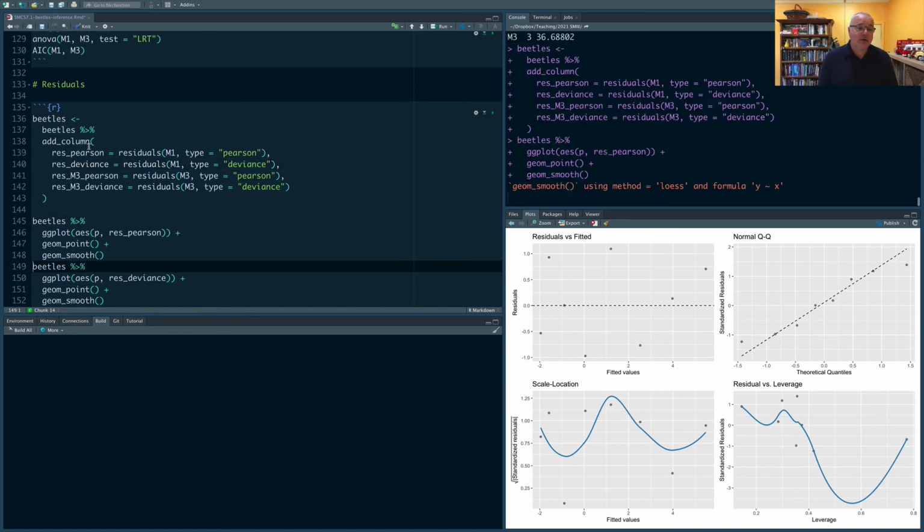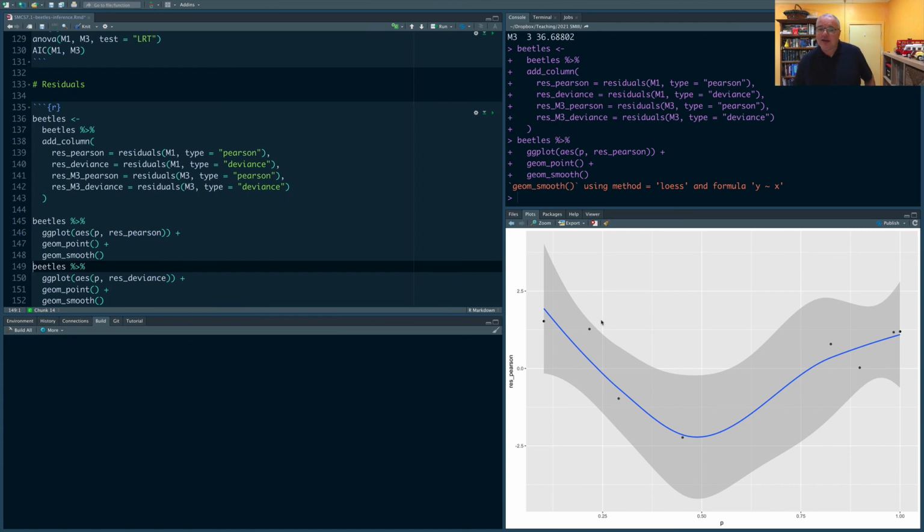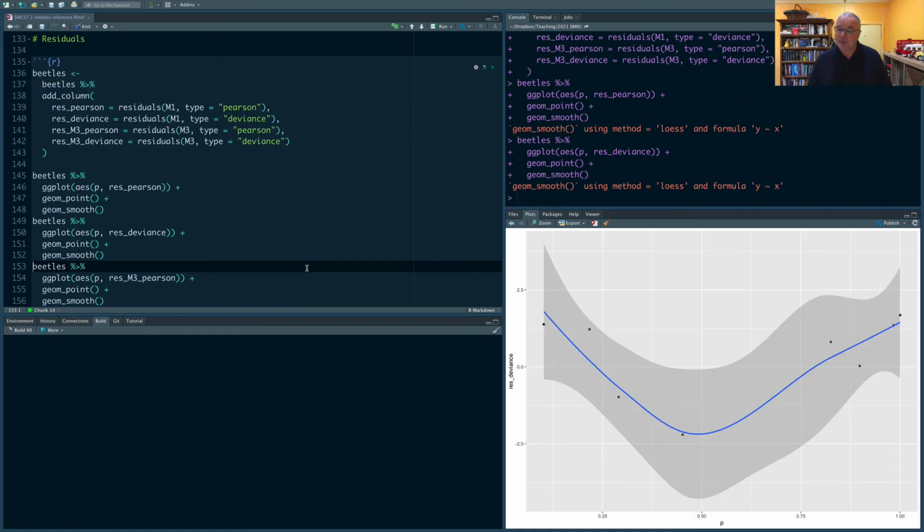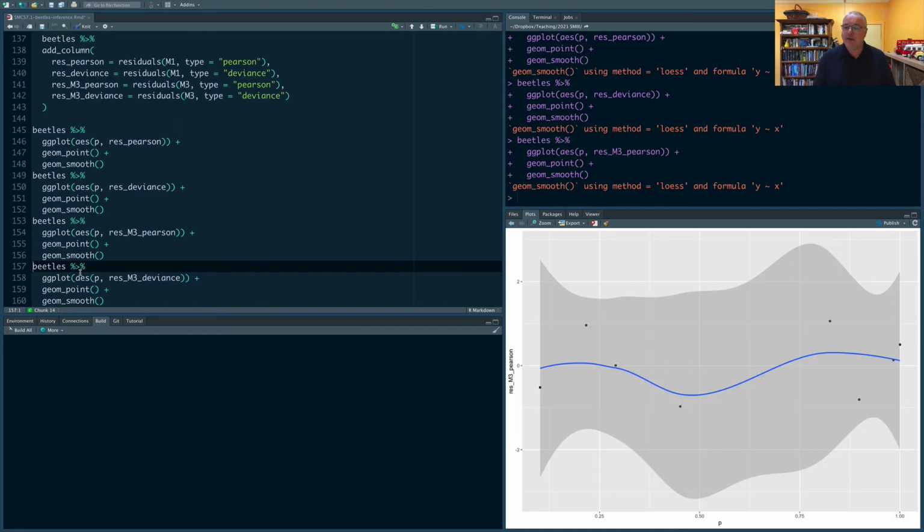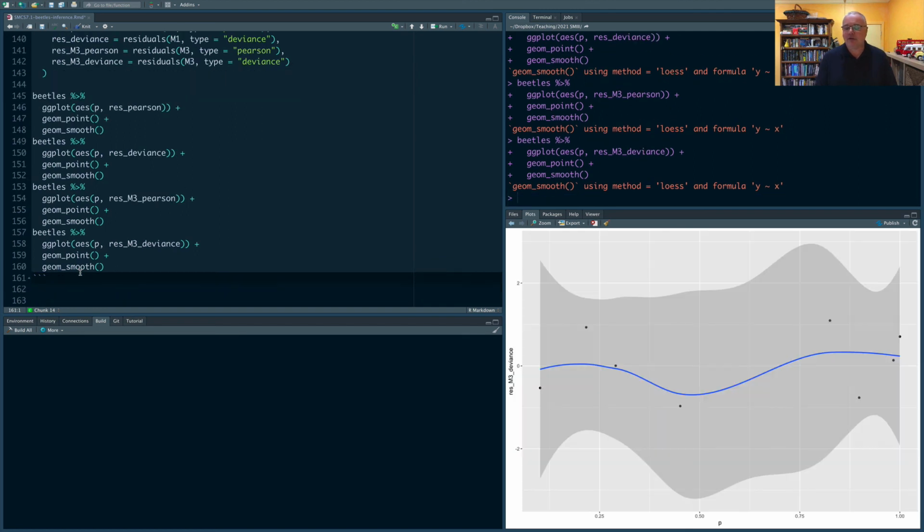And now we can have a look at what they look like. You can see here now I've put a smooth, you can see that curvature we saw in the first model that was a concern. If we do the deviance residual, same again, we see the curve. Now we go and look at the model with the quadratic term. Now it's settled down.